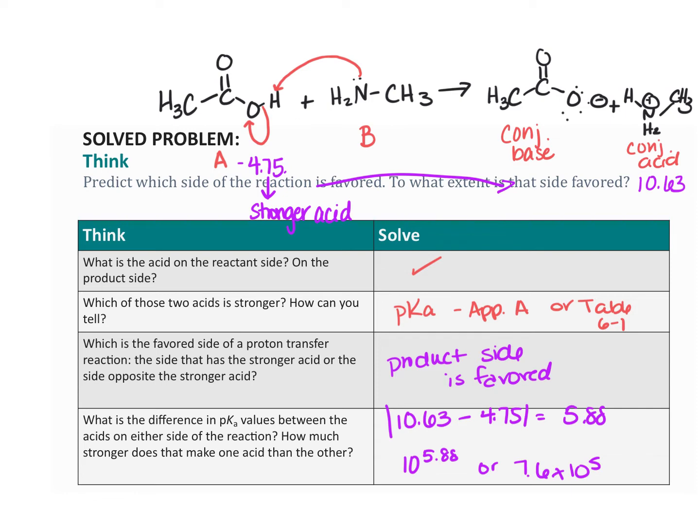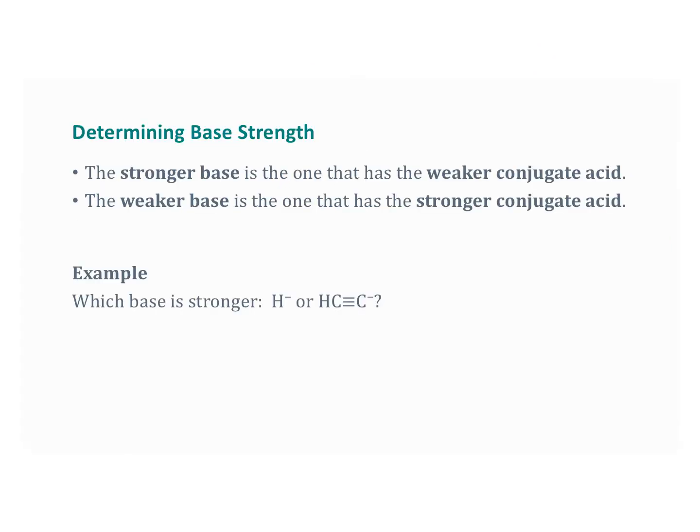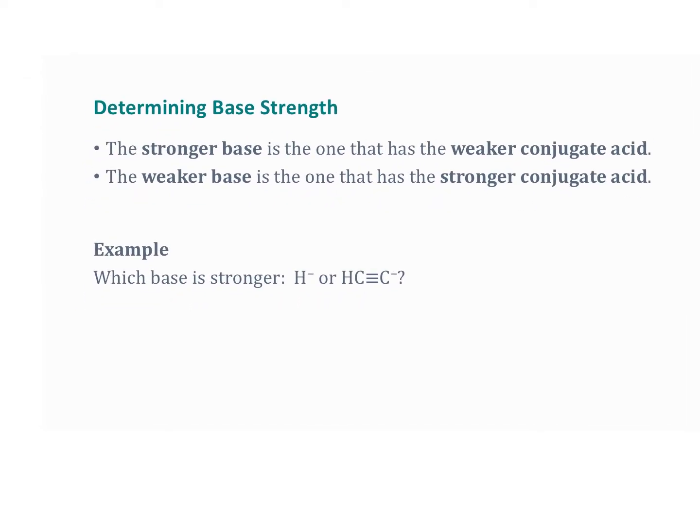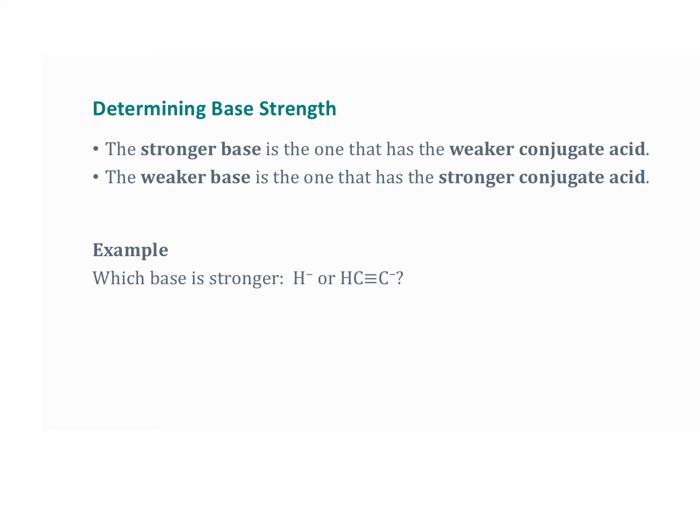and then, of course, by how much. Now, we've been talking about acid strengths, and pKa values represent acid strengths, but we can also use them to determine the strength of bases when we're making comparisons. The stronger base is the one with the weaker conjugate acid, okay? The weaker base is the one with the stronger conjugate acid. So, strong base, weak conjugate acid. Weak base, strong conjugate acid.